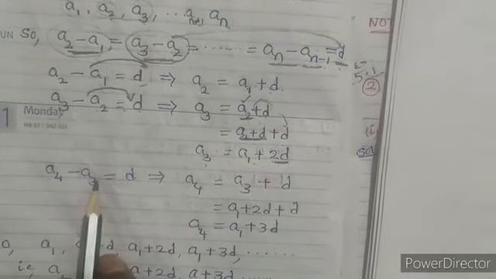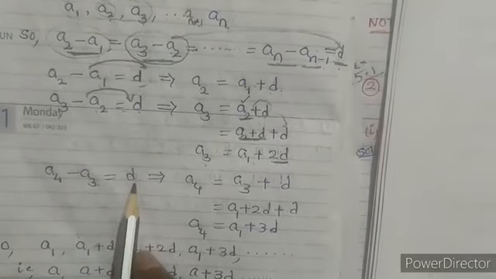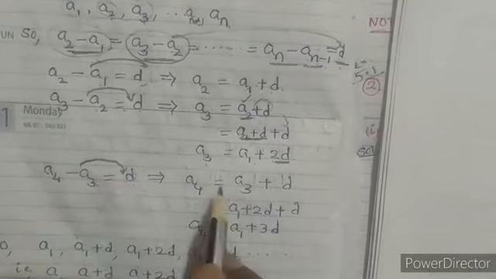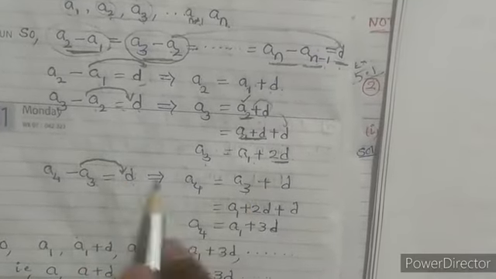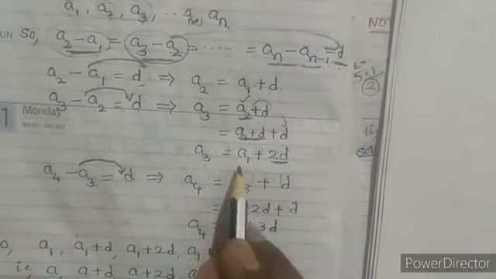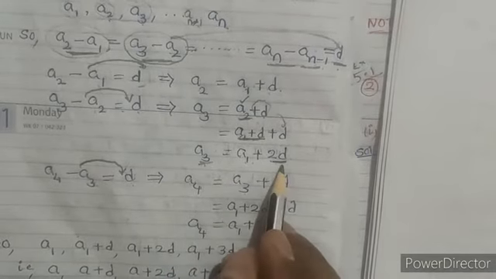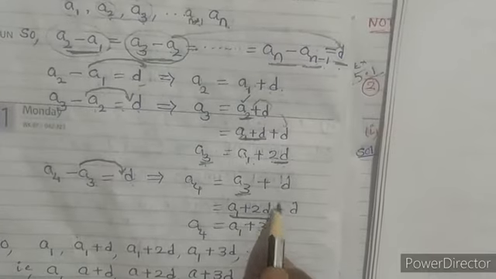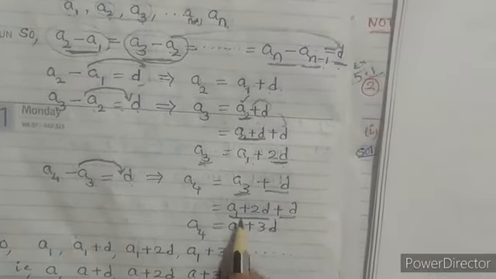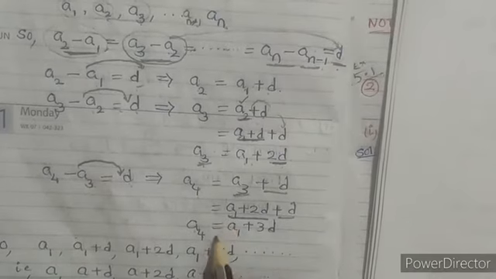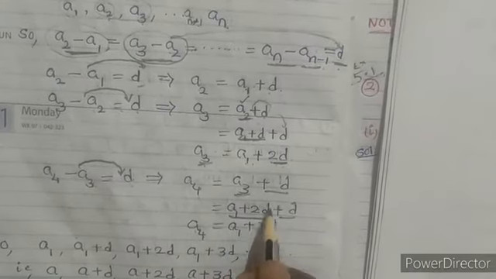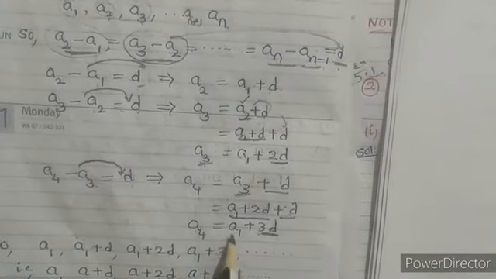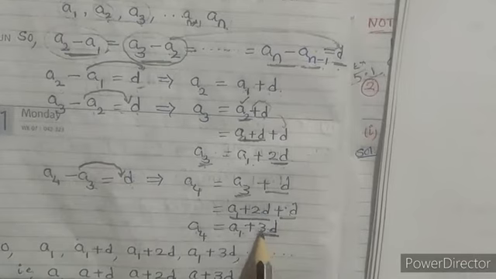Likewise, A4 minus A3 is also the common difference, that is D. So minus A3 if you transpose to the right hand side, it will become plus A3 and this D as it is. In the previous step, A3 value is A1 plus 2D. So A3 value we are writing as A1 plus 2D and this plus D is as it is. Now you can write A4 is equal to A1 plus 2D plus D. 2D plus D is nothing but 3D. So A4 is A1 plus 3D.